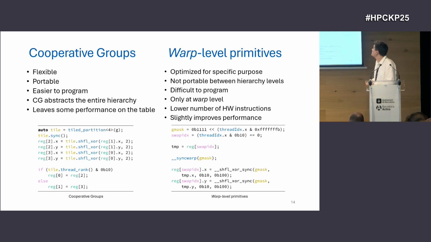When we dove into it, we found out that we could use warp level primitives, which are essentially intrinsics that allow us to do operations at a lower level. The disadvantage is that they are optimized for specific purposes. They are not portable between hierarchy levels. We will need to design another approach for the different levels. They are quite difficult to program. They are only available at the warp level. But we get a lower number of hardware instructions. So as a side effect, we get slightly better performance. Here I have put an example of a similar region of code where you can see cooperative groups is pretty readable, but with warp level primitives, we have masks and everything, and it's pretty complicated.